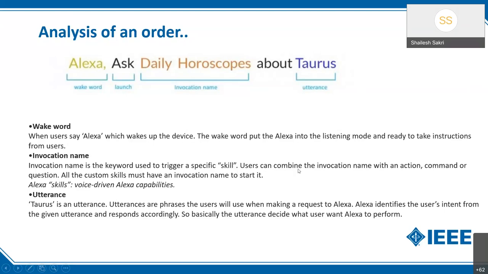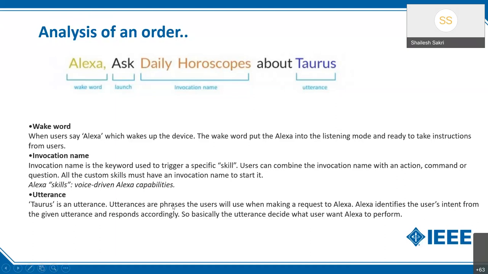The user can use any combination of that invocation with an action. This is how the syntax is: Alexa, then you have the skills, then the voice-driven Alexa capabilities. You can say, Alexa, turn off the hallway light. Alexa, turn on my bedroom. Alexa, please increase my AC temperature. Increase is an action. I'll talk about what happens during an action also. So that Taurus over here is called an utterance.